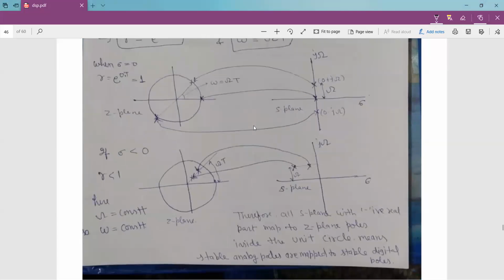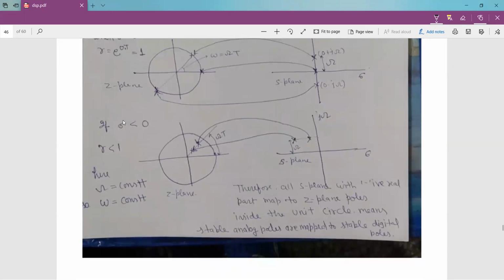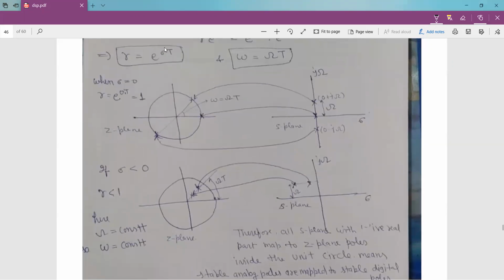Now, one more thing. When sigma is smaller than 0, it is a negative quantity. In this case, r equal to e raised to the power sigma t will be a value less than unity, because if sigma is negative, this value will be less than 1. So sigma less than 0 means the pole lies on the left hand side of the S plane.